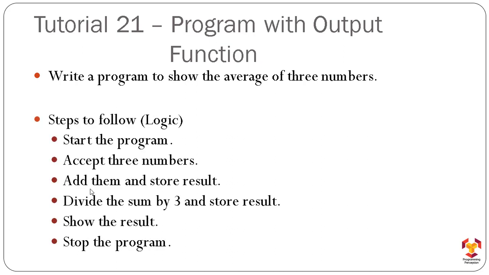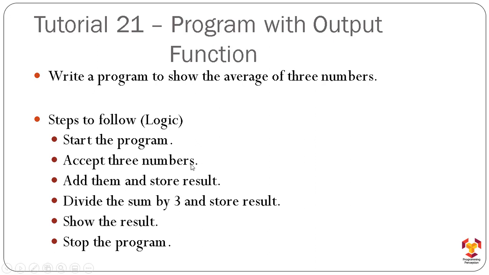Okay. Now the steps to follow: start the program, accept three numbers, add them and store result, divide the sum by 3 and store result, and show the result. And here we are going to show the final result, which is nothing but the average. You got this? So first of all, we have to accept three numbers.